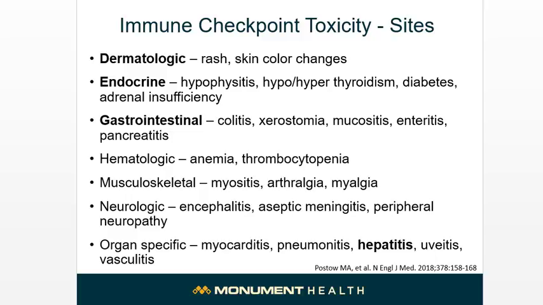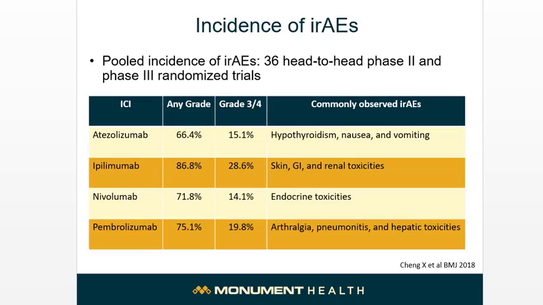The types of toxicity that we can see are going to mainly be dermatologic, so a new maculopapular skin rash, as well as dysfunction in the endocrine system, most commonly hypo or hyperthyroidism. For gastrointestinal, we can see colitis, and for organ-specific, we can see most commonly hepatitis. There can also be hematologic, musculoskeletal, neurologic, and other organ-specific complications with immune checkpoint inhibitors.